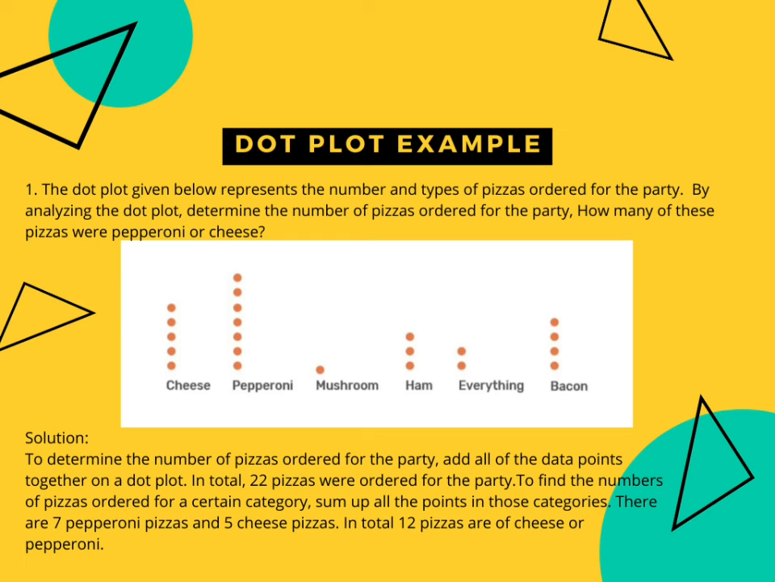Solution: to determine the number of pizzas ordered for the party, add all of the data points together on the dot plot. In total, 22 pizzas were ordered for the party. To find the number of pizzas ordered for a certain category, sum up all the points in those categories. There are 7 pepperoni pizzas and 5 cheese pizzas. In total, 12 pizzas are cheese or pepperoni.